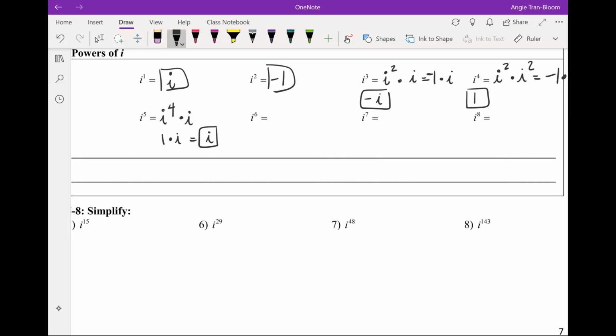All right. i to the 6th, i to the 7th, i to the 8th. I'm going to give you guys 3 minutes in teams to work that out, and then I'm just going to call you guys to give me the final answer. So 3 minutes starts now.